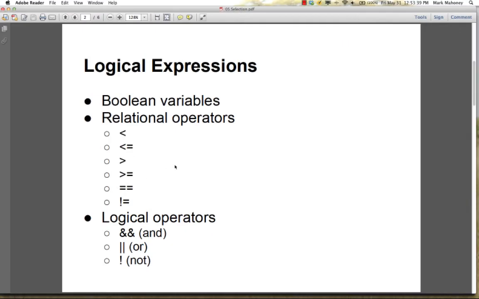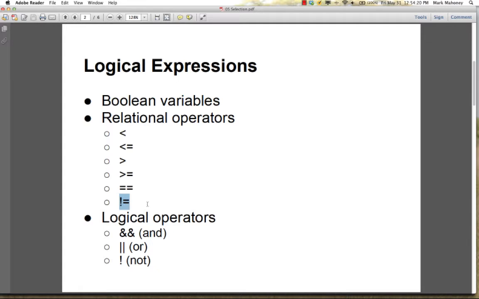Okay, the next type of logical expression that we have are ones that involve these things called relational operators. These should be pretty familiar to us. We have less than or equal to, greater than or equal to. This is an interesting one. When you want to compare two things to see if they're equal, you don't use a single equal sign, you use a double equal sign. The single equal sign means we're going to assign one value to another. The double equal sign means we're going to compare two values together to see if they're equal. And lastly, this symbol is the not equal.